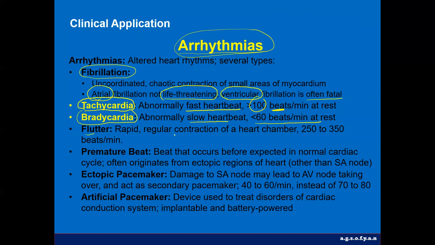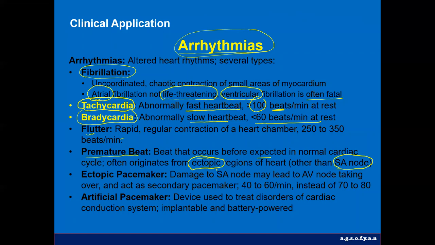Flutter, this is rapid regular contraction of heart chamber, 250 to 350 beats per minute. Premature beat, this is the heartbeat that occurs before the expected normal cardiac cycle. And sometimes it's caused by what we call the ectopic beating, which is coming from other than the SA node. So it's coming from other area than the SA node.